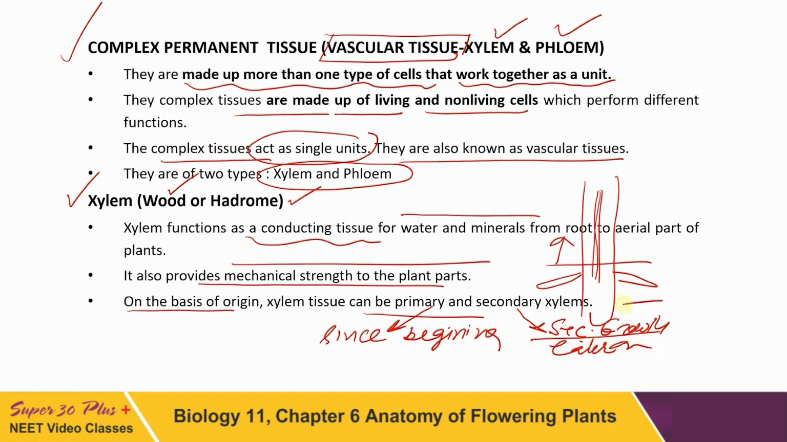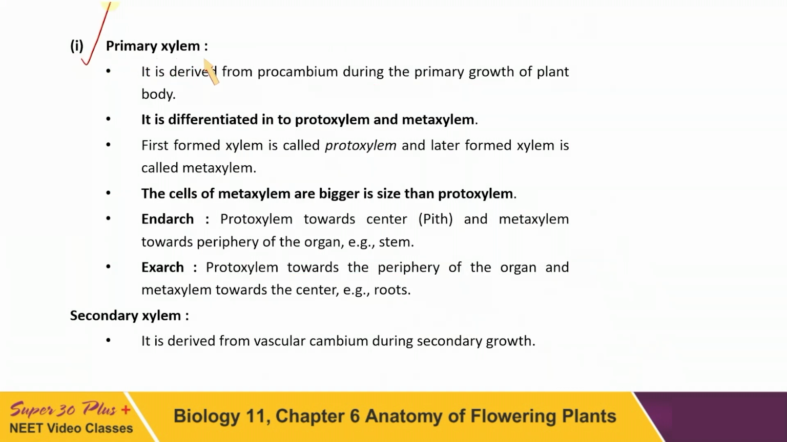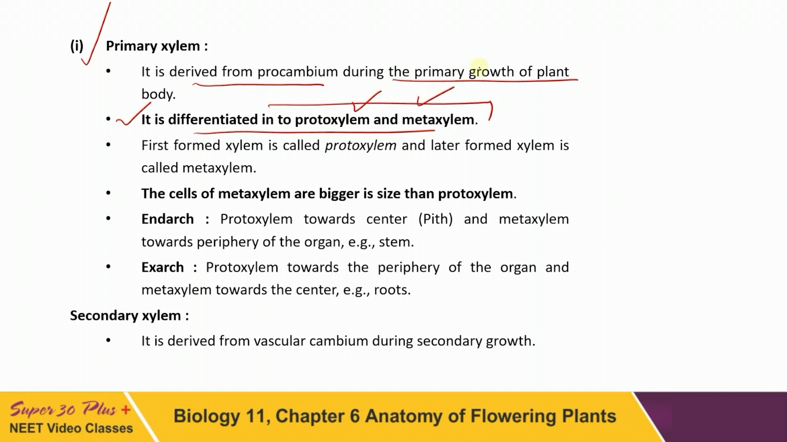Come to the next now. What do you mean by primary xylem? As I told you, it is derived from procambium. During primary growth of the plant, it is differentiated. Important ones are protoxylem and metaxylem. These are very important terms. They will be used to differentiate stem and root. Protoxylem, metaxylem. Protoxylem is the first formed one, and the metaxylem will be formed later on.